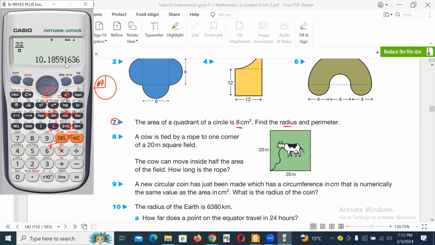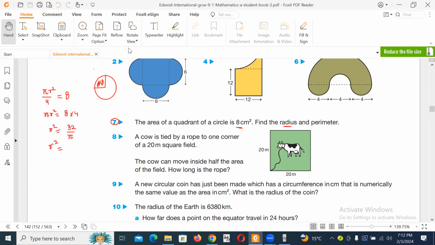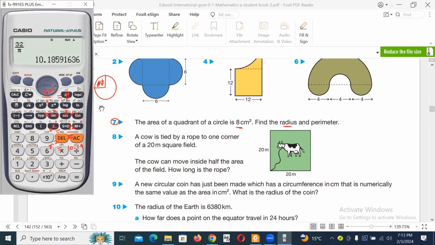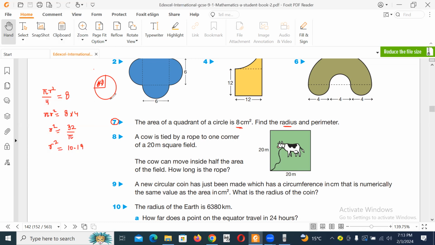So that gives us 10.19. So we can write 10.19 and do one thing, take the square root of that answer also, because we are looking for r only, not r squared, okay? So the square root of the answer gives us 3.19. So here we can write r is equal to 3.19. And next step, this is r.